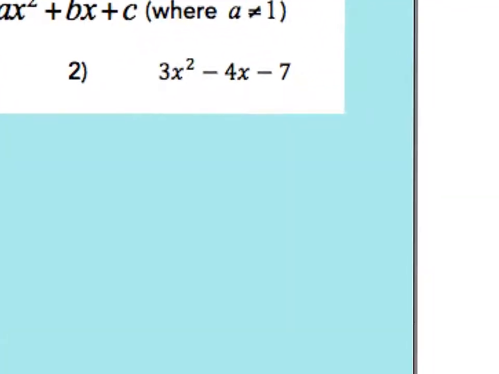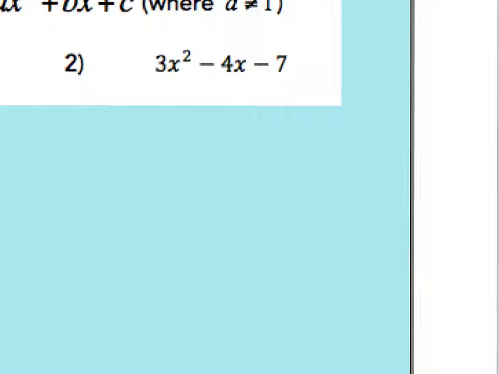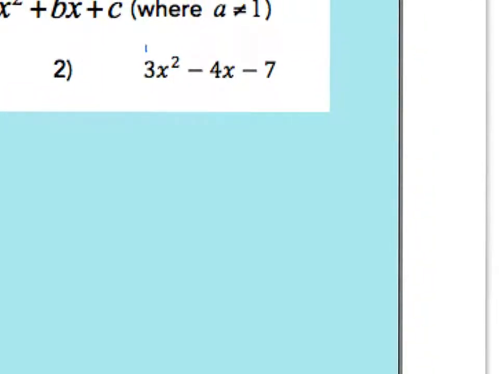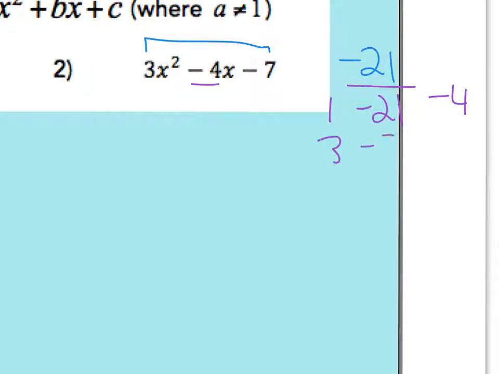If I look over here, this time I might do it a little bit differently, but I'll show you the step that I use. 3 times negative 7 is negative 21. Let's change colors here. What multiplies to negative 21 but gives you negative 4? I've got 1 and negative 21, 3 and negative 7, negative 3 and 7, negative 1 and 21. Well, 3 and negative 7 works there.